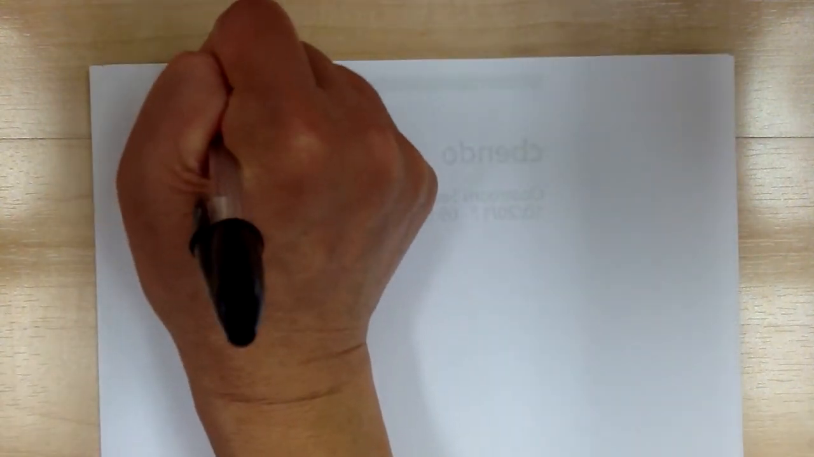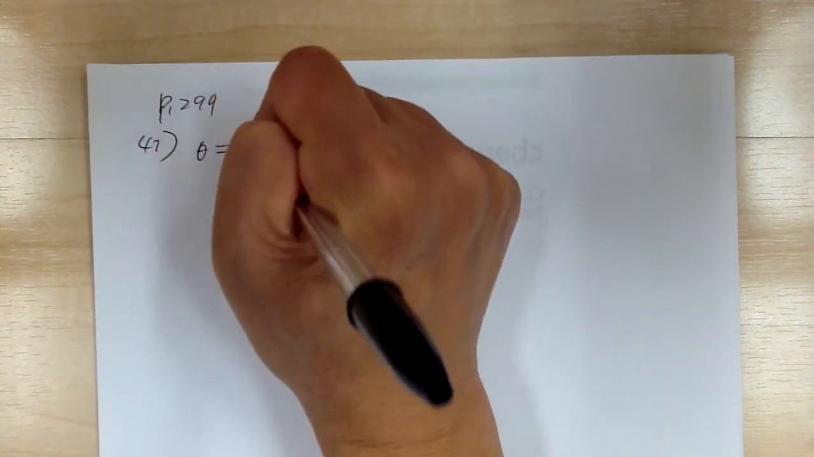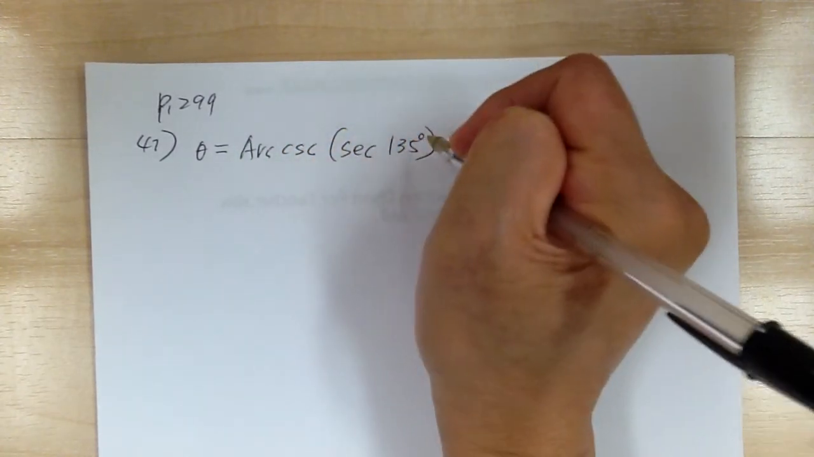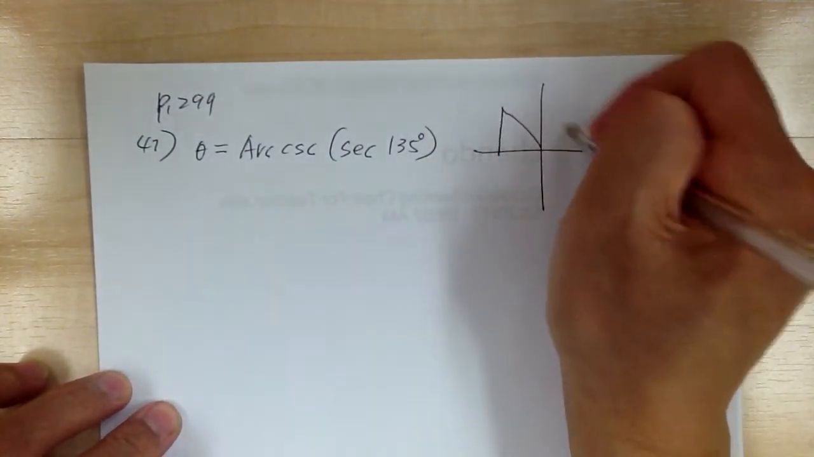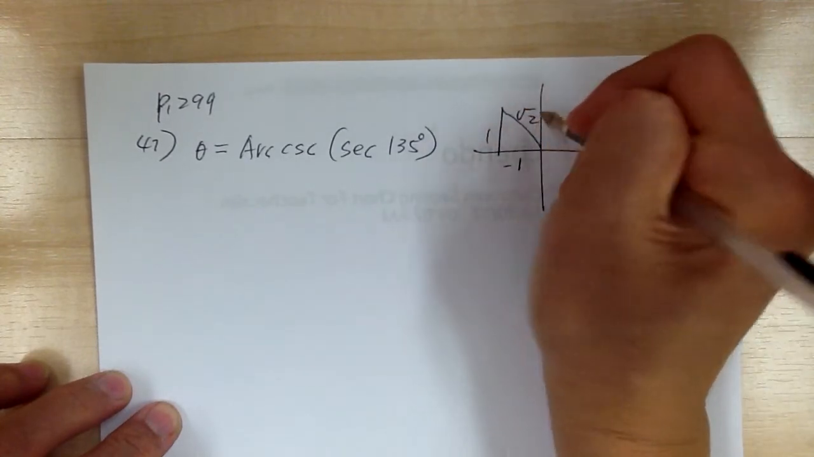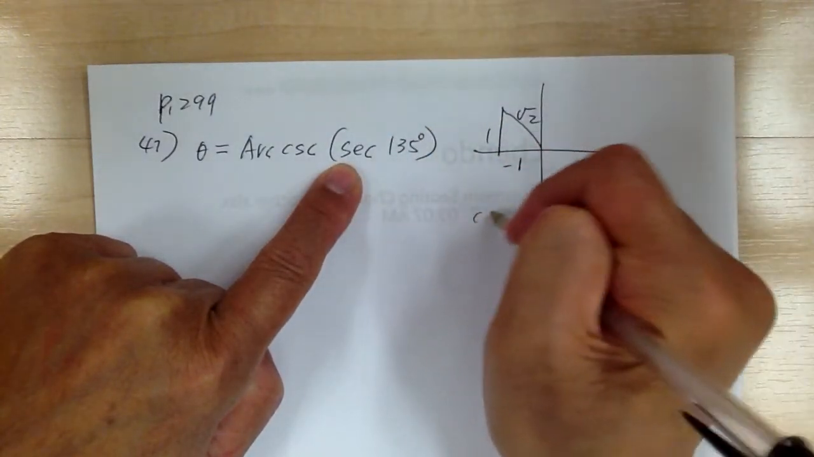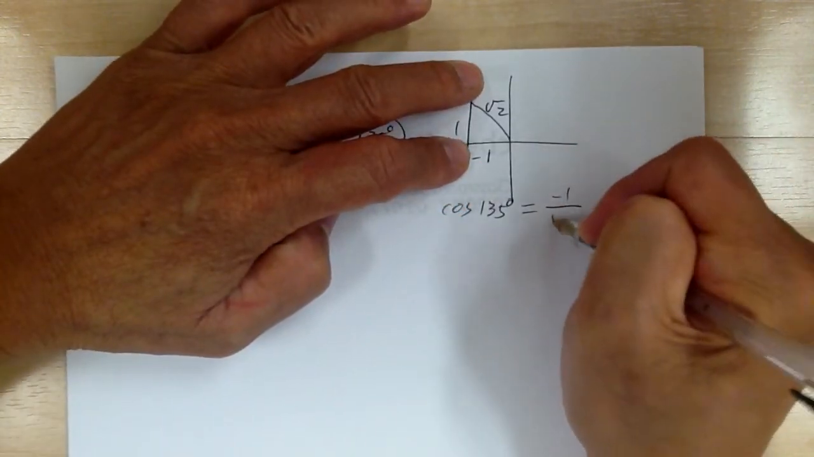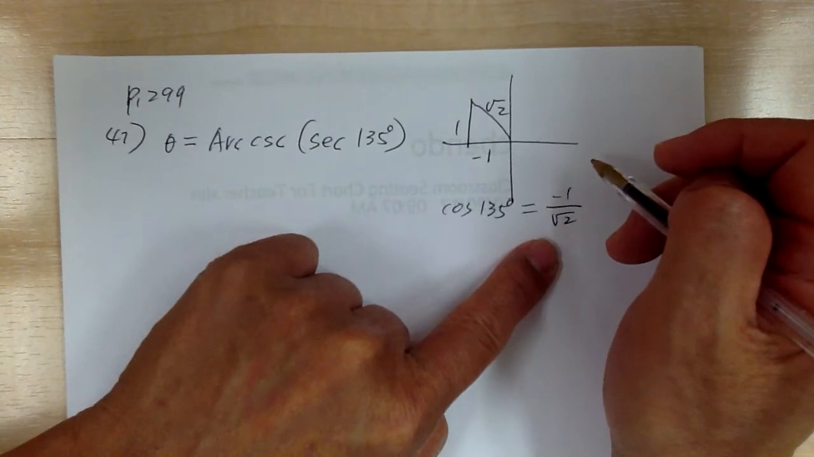Okay, let's go to number 47. You got theta equal to arc cosecant of secant of 135 degrees. Okay, so draw your triangle, so 135 degrees, so that's negative 1, 1, square root of 2, right? So secant came from cosine, right? So over here, the cosine of 135 degrees is equal to negative 1 over square root of 2, right? Cosine is horizontal over hypotenuse. So secant is going to be square root of 2 over negative 1.